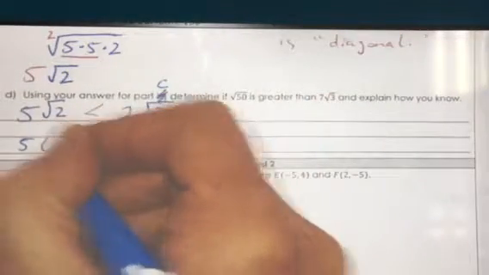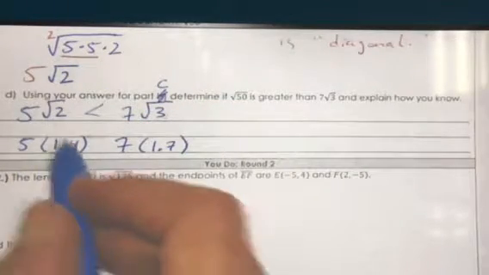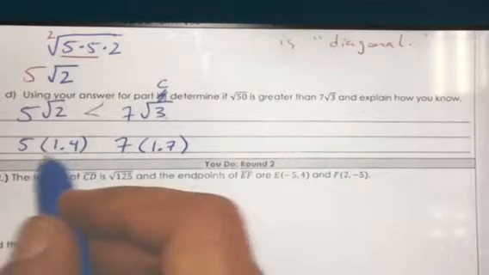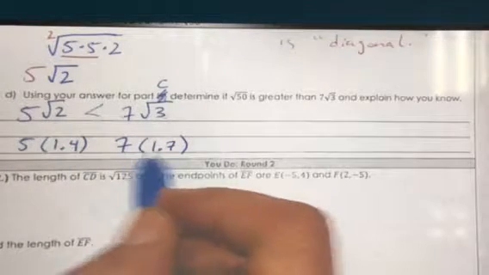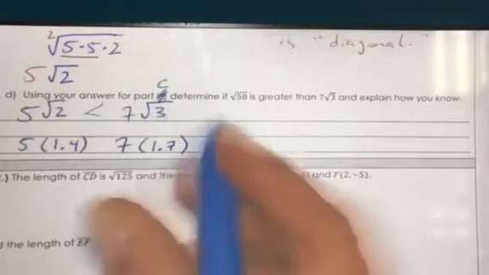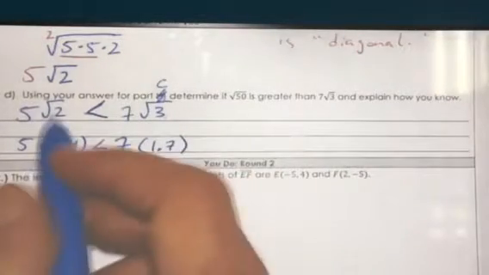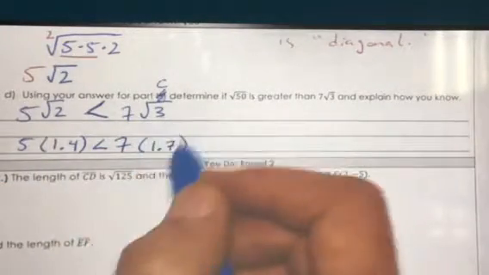The square root of 3 is about 1.7. And the square root of 2 is about 1.4. So we have 5 times 1.4, that total is about 7. We have 7 times 1.7, I'm not sure how much that is, but we're looking at something like 10, 11, something like that. So this is definitely less than this. And I did just explain that, well, this is my explanation, that square root of 2 is about 1.4, square root of 3 is about 1.7.